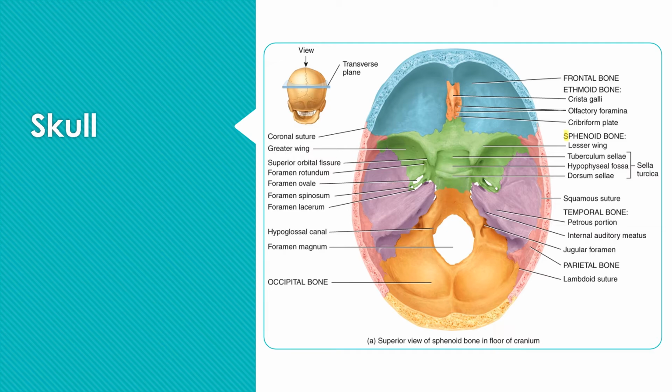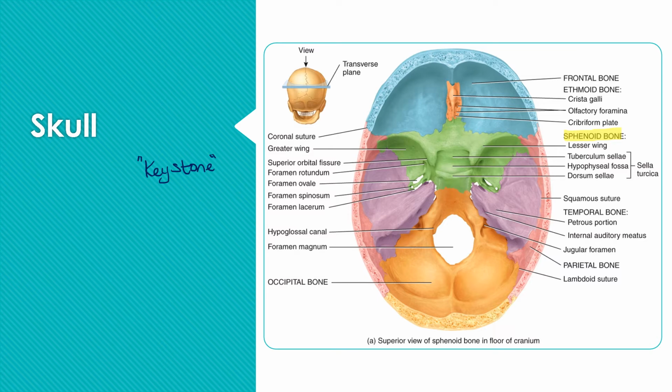The sphenoid bone, this green bone here, lies at the middle part of the base of the skull. Now, this bone is called the keystone of the cranial floor. So the sphenoid bone is going to be the keystone of the cranial floor, and this is because it articulates with all other cranial bones, holding them all together.